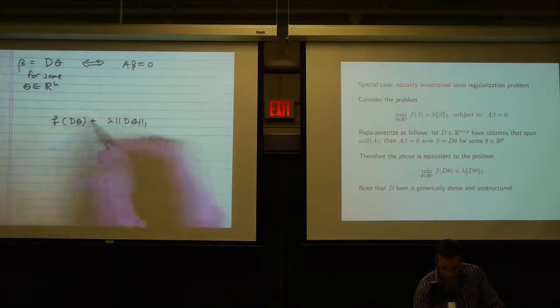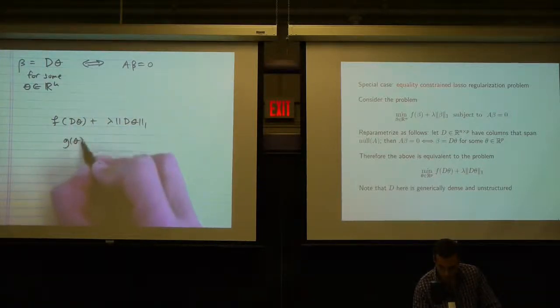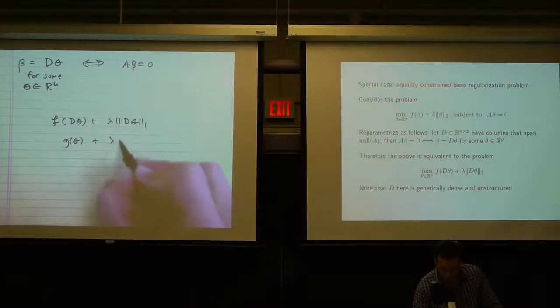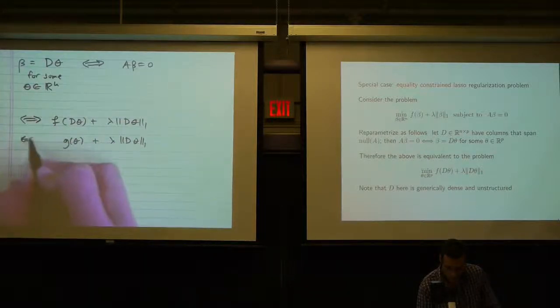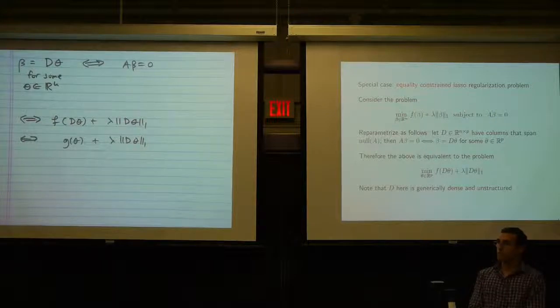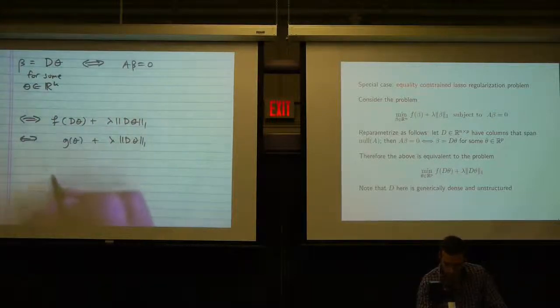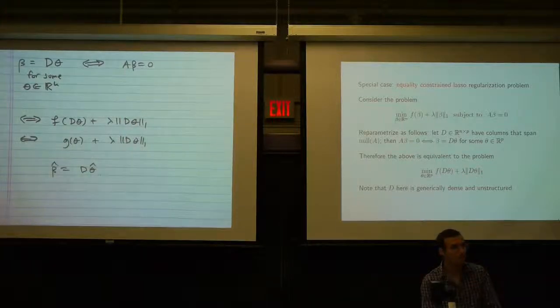Right, and since I was just considering the loss to be some smooth function, I can just think of this as some smooth function of theta plus the L1 norm of D theta. So we've reduced the problem now to be solving this minimization problem. Once we have the answer to that problem, we just take our solution to the original problem to be beta hat equals D times theta hat, where theta hat was the solution to this problem.